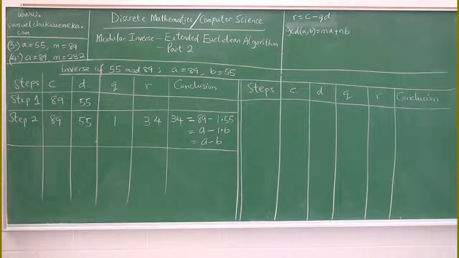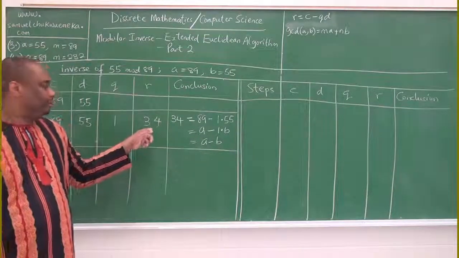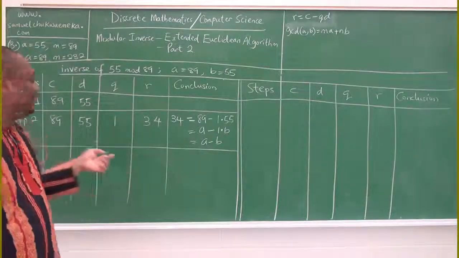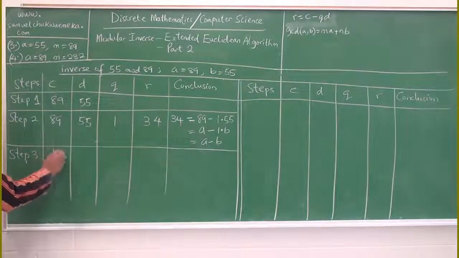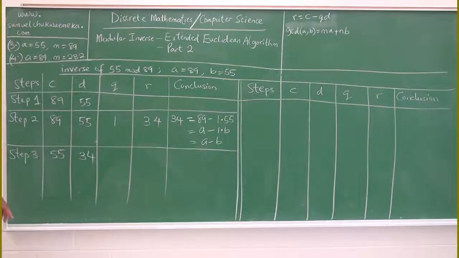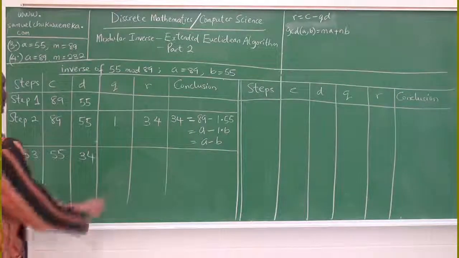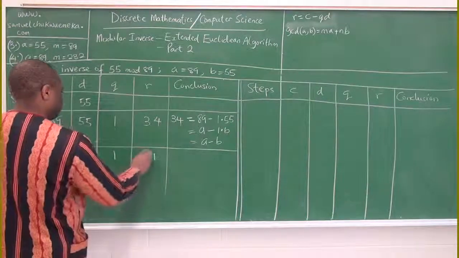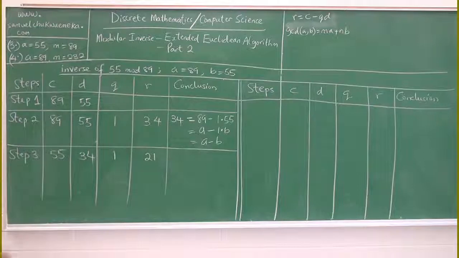The next thing we have to do is use step 3. Our R is not 0, it's not even near 0, so we interchange. Our D becomes 55 and our R becomes 34. We apply that to get the quotient and the remainder. 55 divided by 34 is 1. Remember, 5 minus 4 is 1, and 5 minus 3 is 2. Remainder 21.